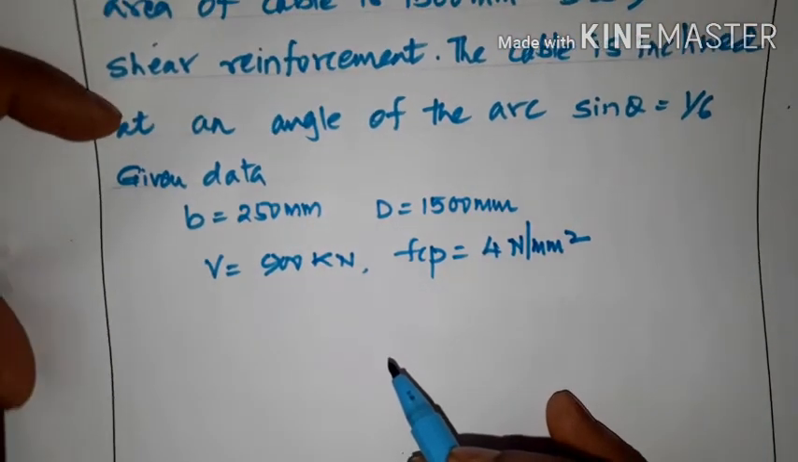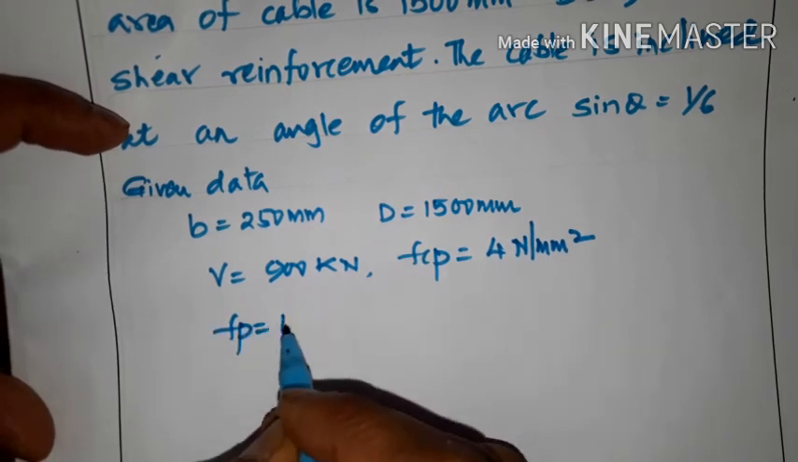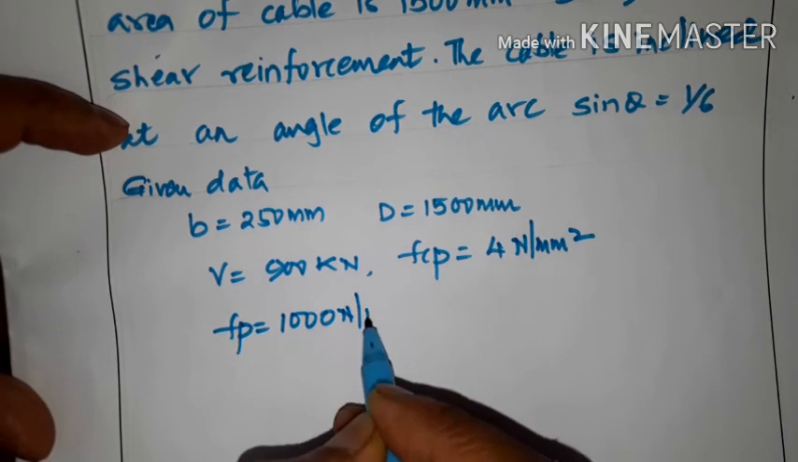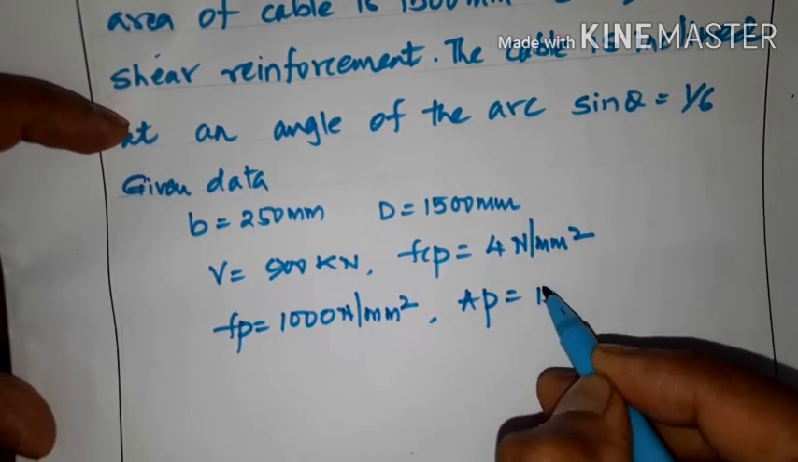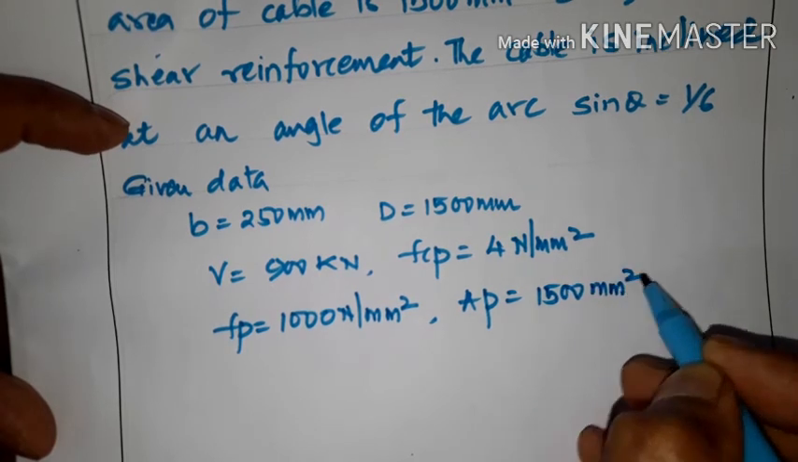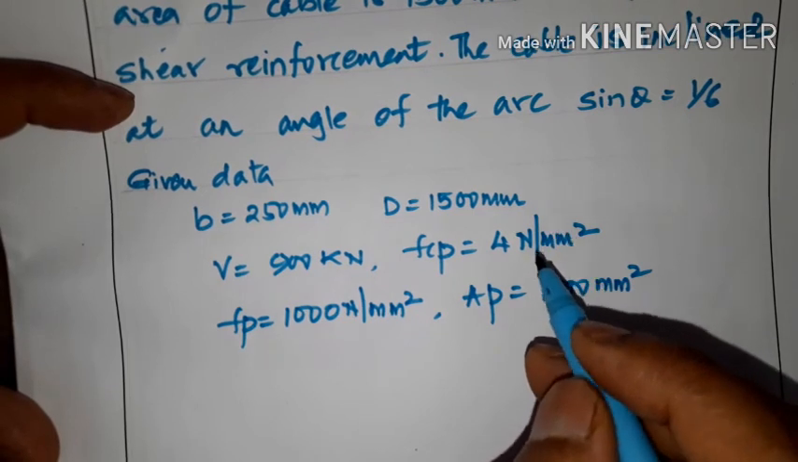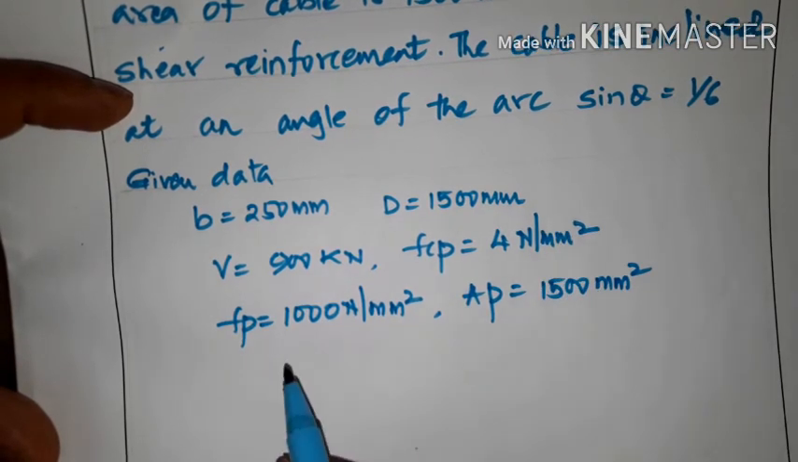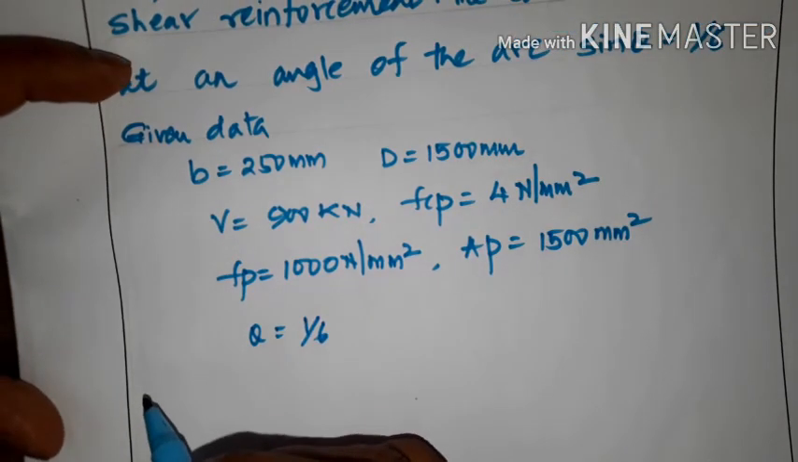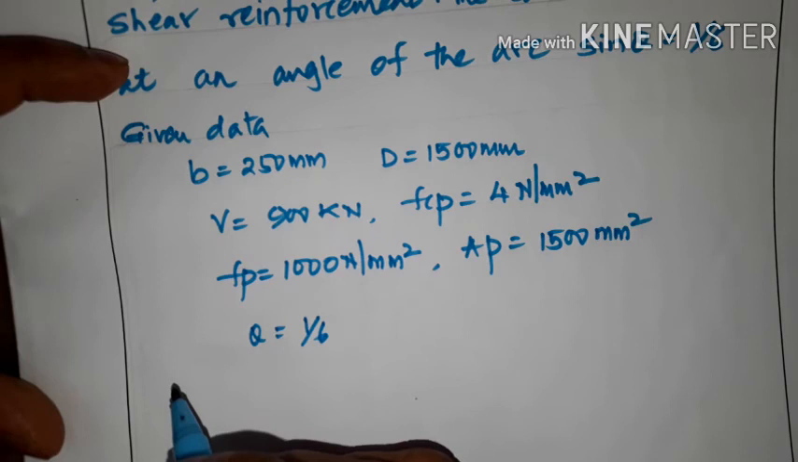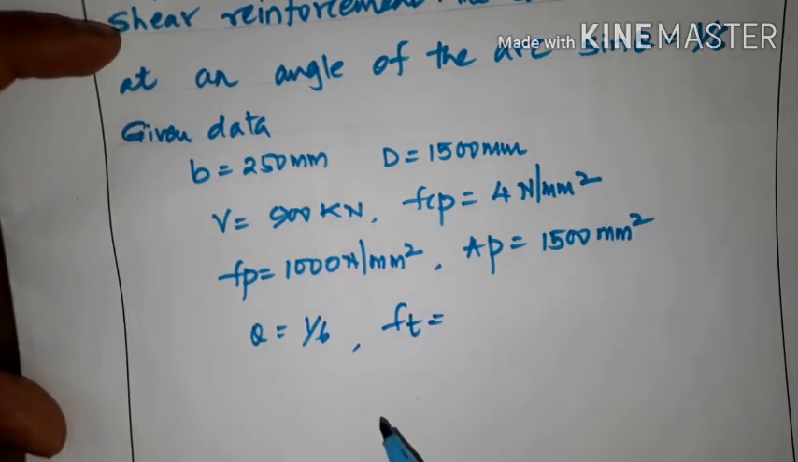And next, effective pre-stress FP is 1000 Newton per mm square, the area of pre-stress AP is 1500 mm square. Then the theta is 1/6. And FT we can calculate if it is not given.